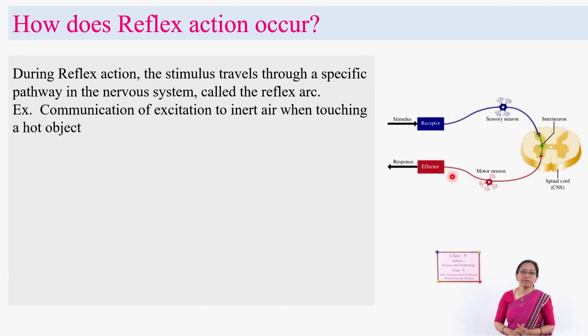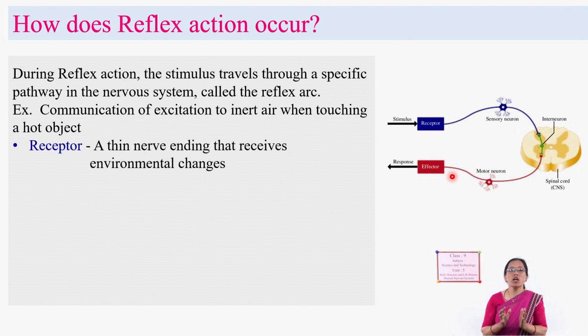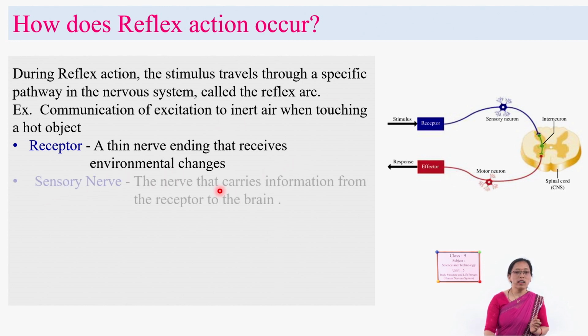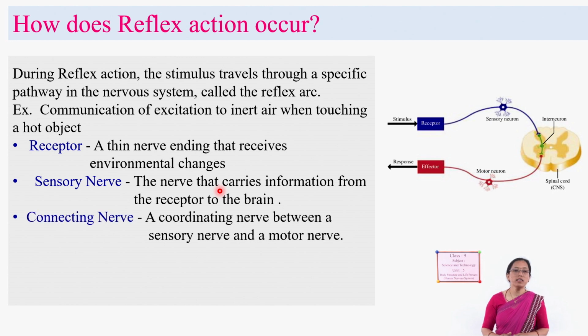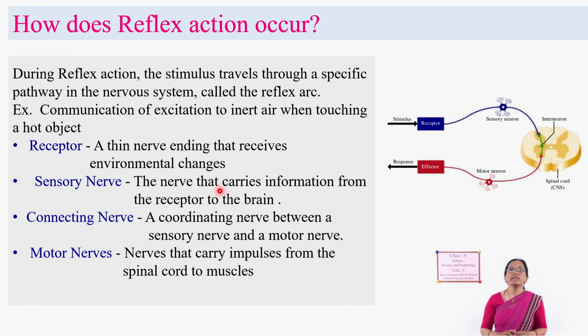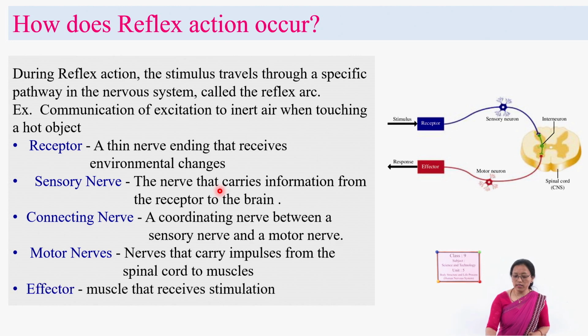Then there is one example, while touching a hot body, how this is happening. Here the receptor is a thin nerve ending that receives the environmental changes. Another one is the sensory nerve that carries the information from the receptor to the spinal cord or the brain, and the connective nerve, which is a coordinating nerve between the sensory nerve and motor nerve, and finally the motor nerve, which brings the information to the affected muscles. These are the different parts.